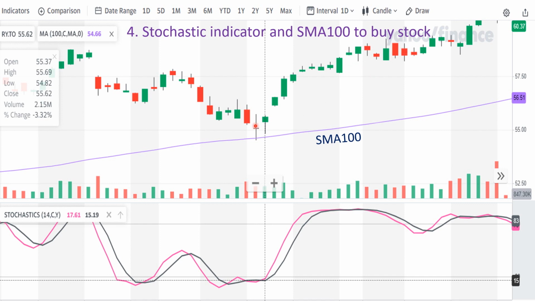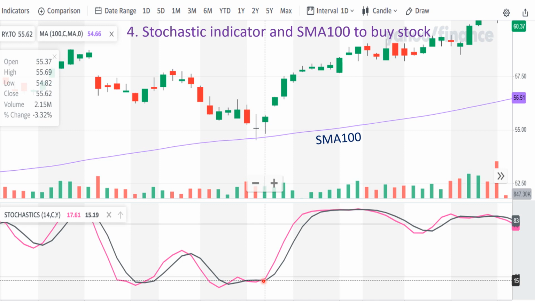Next, wait for a pullback in the direction of the trend and wait for the stochastic indicator to become oversold, which is when it falls below 20, and you see that it is below 20. Stochastic notifies traders that the trend reverses its direction a moment before it happens.